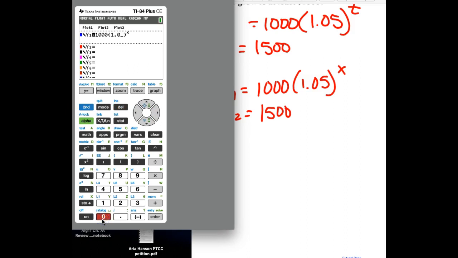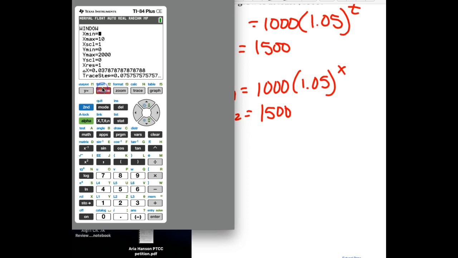Come on, my 0 key doesn't seem to want to work here. All right, and the second one, 1500. Okay, now, if we were to hit graph right now, you probably wouldn't see anything. Because we're looking for a y value of 1500, and if our graph only goes up to 10, we're not going to see it. We have to change the window.